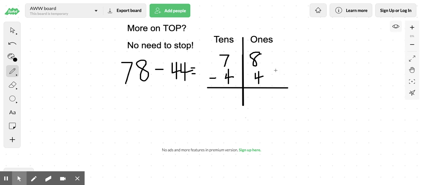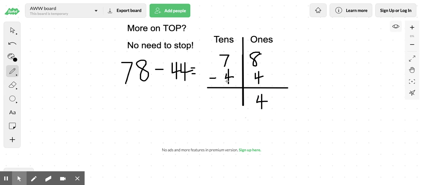Again, you're starting on the ones column and we're doing our subtraction one at a time. So the ones column goes first. Look at this statement up here. More on top. So 8 is bigger than 4. So we don't need to stop. We can keep going. So 8 subtract 4 would give us 4.